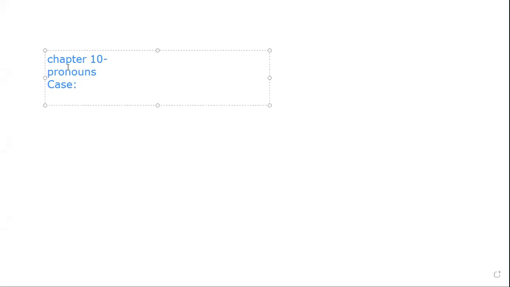All right, the first case is the nominative case, and we need to memorize them. The second case is the objective case, and the third case, besides the nominative and objective, is the final one, which is the possessive case. All right, these are our cases for pronouns. Now we need to break them down and understand and remember them.